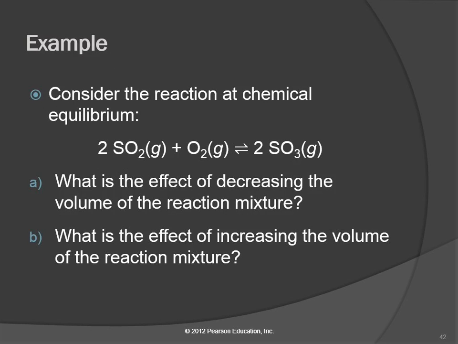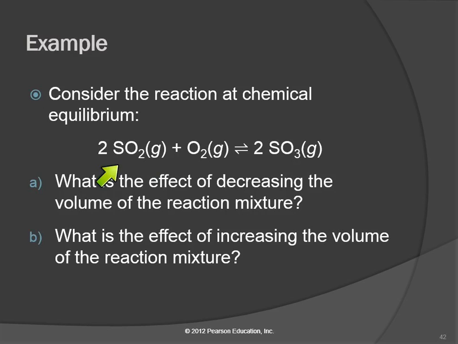Let's look at this one. Example. Chemical equilibrium, 2SO2 plus O2 in equilibrium with 2SO3. What's the effect of decreasing the volume? Well, decreasing volume does what to the pressure? Increases the pressure. So what does the equilibrium want to do? Does it want to increase the pressure or decrease the pressure? We decrease the volume, which increased the pressure. The equilibrium wants to oppose us and cause the pressure to go back down.